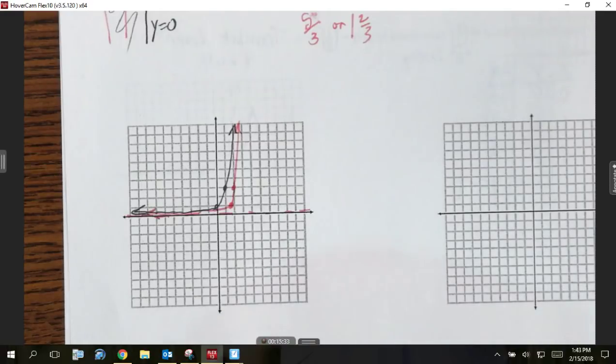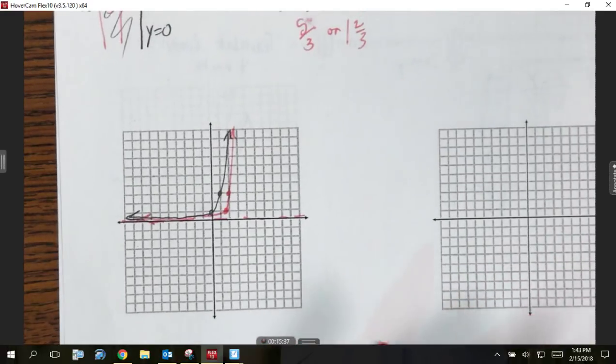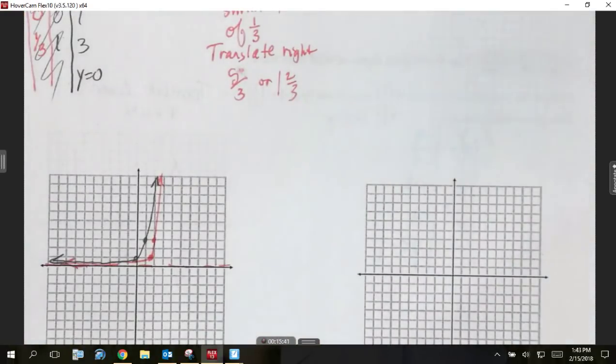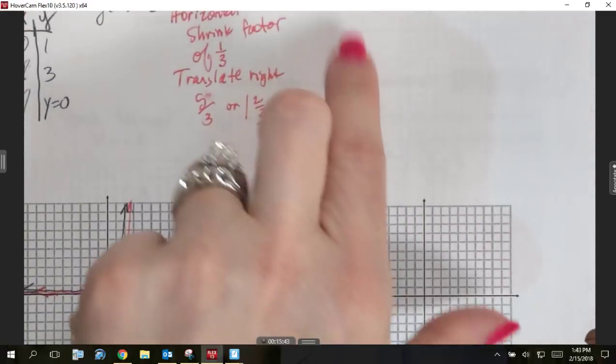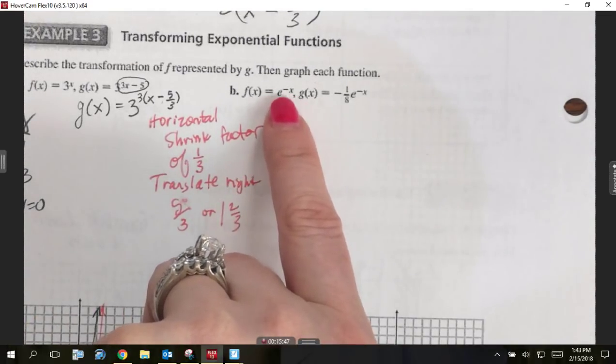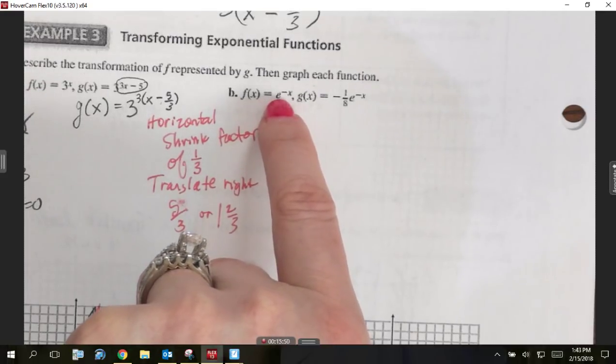Okay, this next one, I'm probably not going to do all of it because this one's a horrible graph. But maybe I'll do it. I don't know. We'll see how far I want to go into it. But I do want to tell you about the transformations.